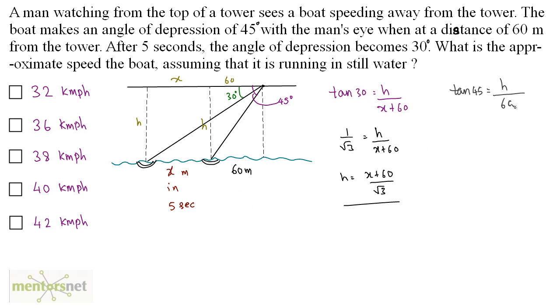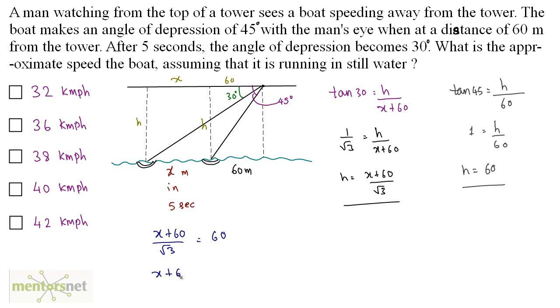So h by 60, isn't it? Tan 45 is actually 1. So 1 is equal to h by 60. So h is equal to 60. The height is 60. And this is another equation. Now the left hand sides of these two equations are equal. So I can say x plus 60 divided by root 3 is equal to 60, isn't it?